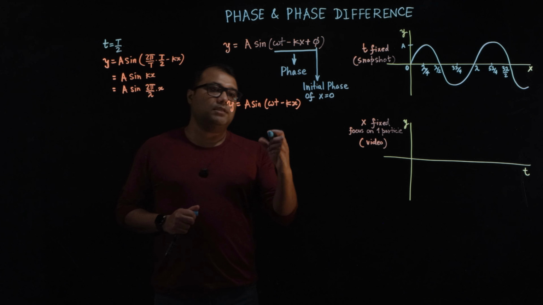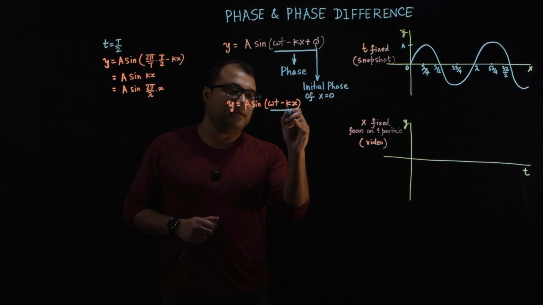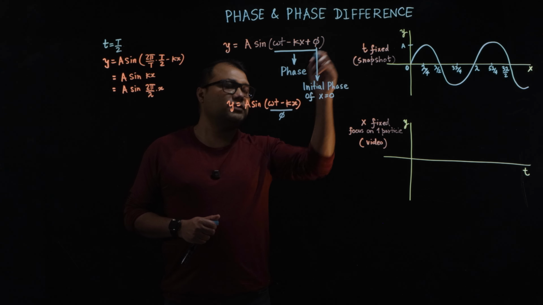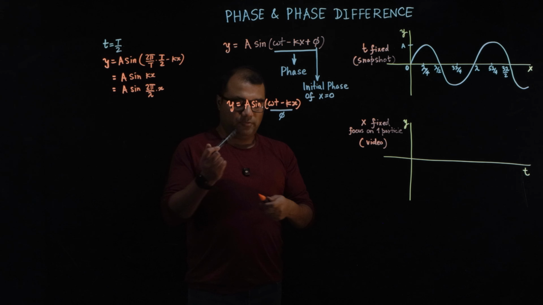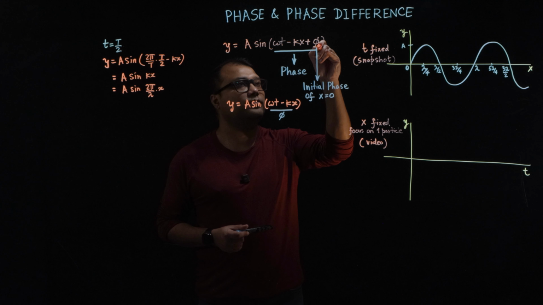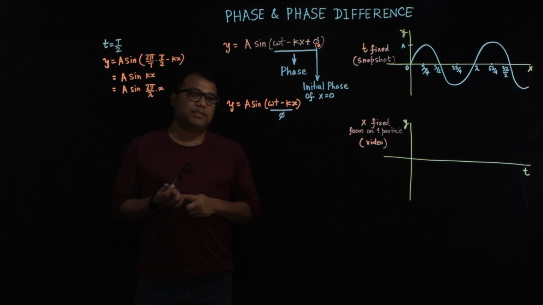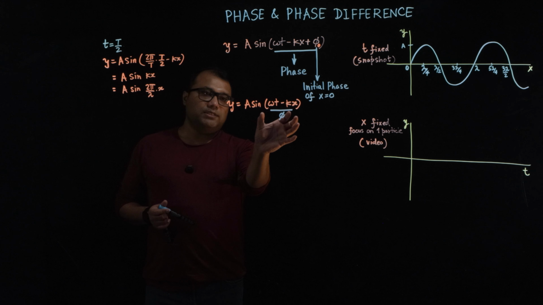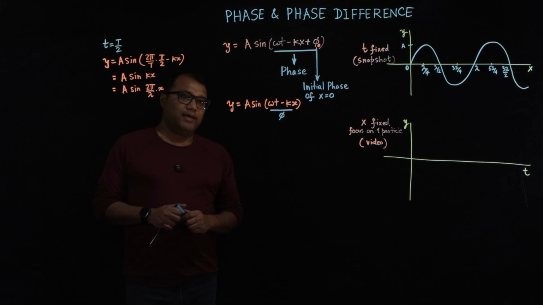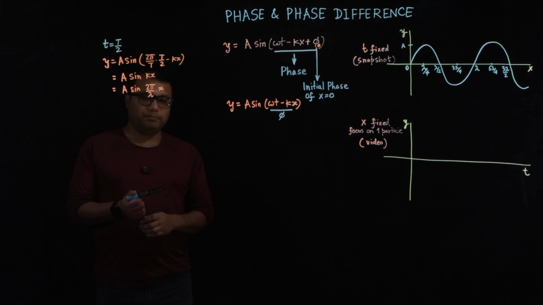Now, for convenience, I will just say this is equals to phi. So don't confuse this with the initial phase. Maybe we can make this phi naught, to make sure that's the initial phase. So let's just say omega t minus kx is phi, which is the phase. That's what we talked about.